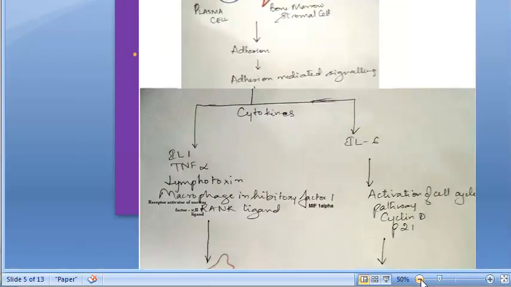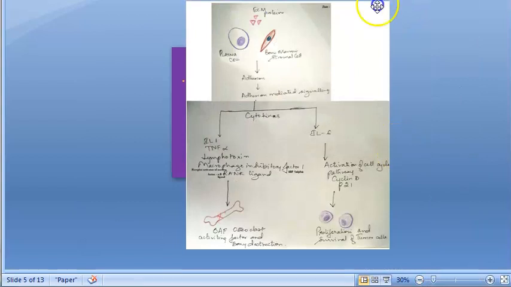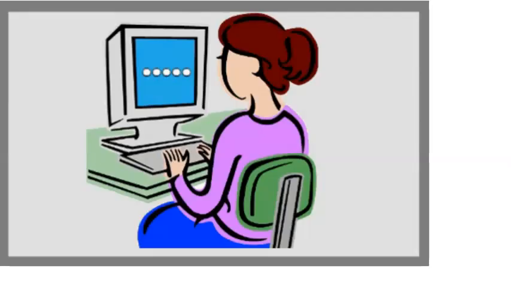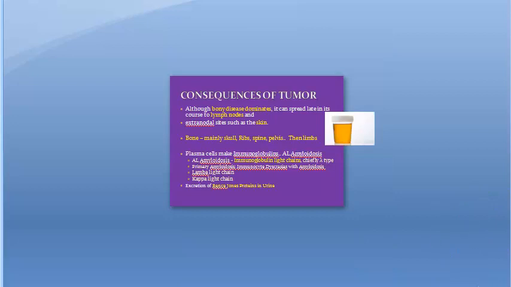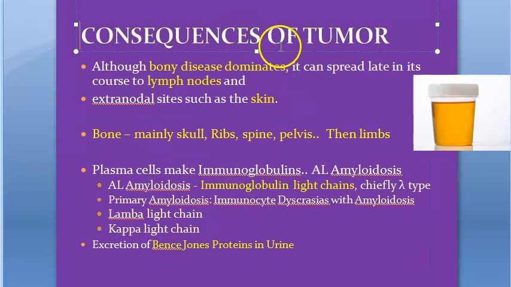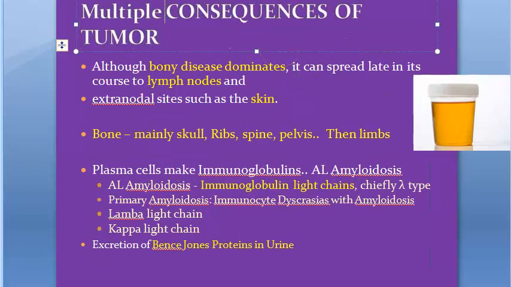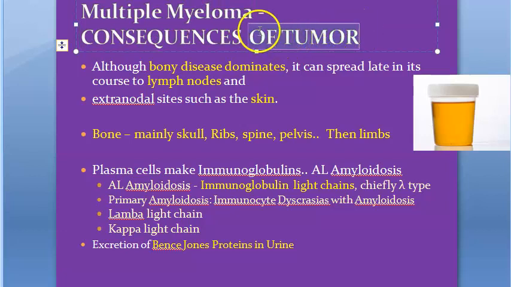So you have understood this diagram, right? Okay, shall we move on to the next slide? So molecular pathogenesis we have completed, guys. Molecular pathogenesis of multiple myeloma is over. Now we will move on to the consequences of this multiple myeloma. Which tumor, don't wonder? Multiple myeloma. The consequences of it. What happens?